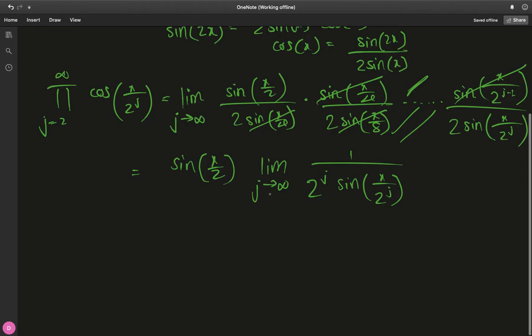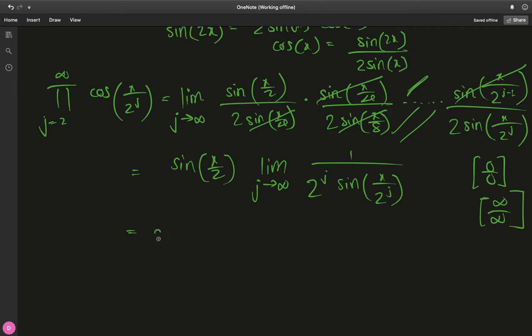And how do we evaluate this limit? As j goes to infinity, the denominator will go to infinity, and then the entire argument of this sine will go to 0. So we have a 1 over infinity times 0 situation, but we still can't use L'Hopital's rule. We need something like 0 over 0 or infinity over infinity for L'Hopital's rule.